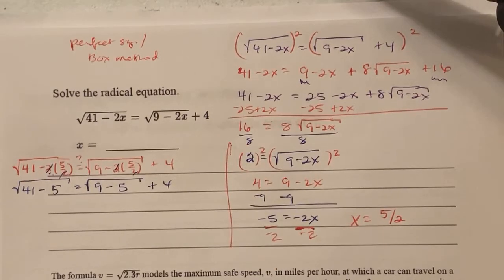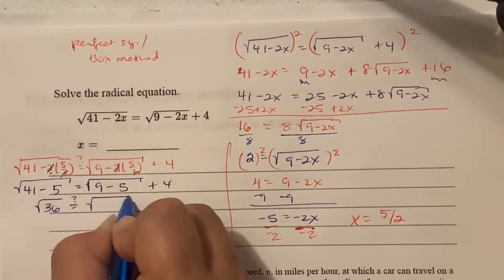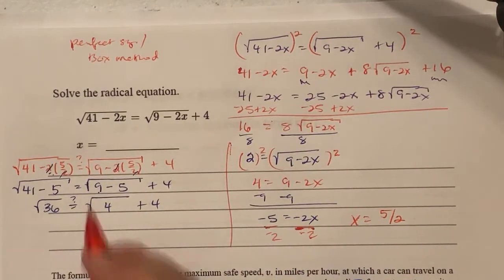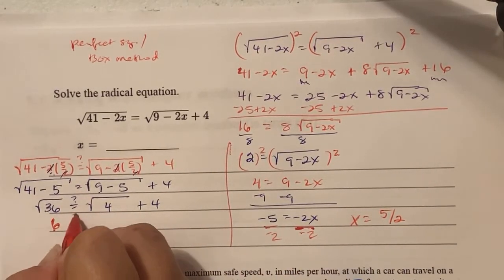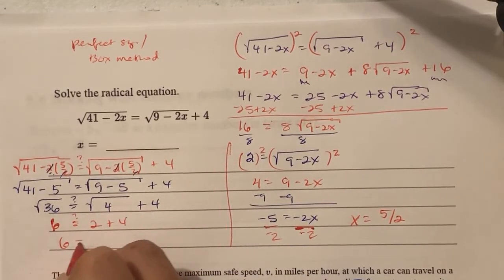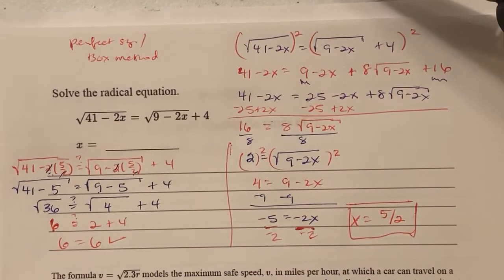Do the math. So we get square root of 36. Does that result in 9 minus 5 is a 4 plus a 4? Well, square root of 36 is a 6. Square root of 4 is a 2, and I'm adding 4, so 6 equals 6. It worked. 5 halves is your answer.